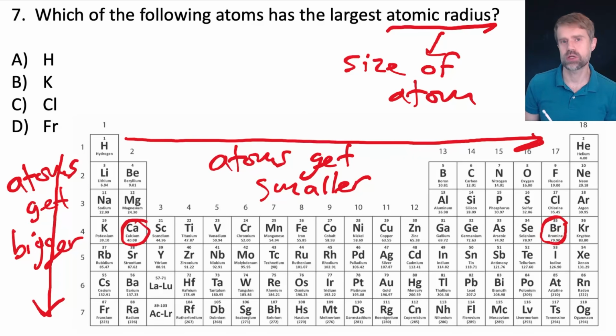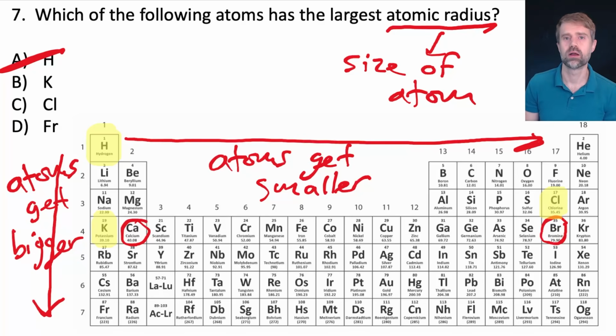Do you know where hydrogen is on the periodic table? Hydrogen is up here. Hydrogen is the smallest of all the atoms, has one proton. So there's no way that hydrogen is going to be the largest of the atoms, because it is the smallest on the whole periodic table. Now, you may know potassium is down here.